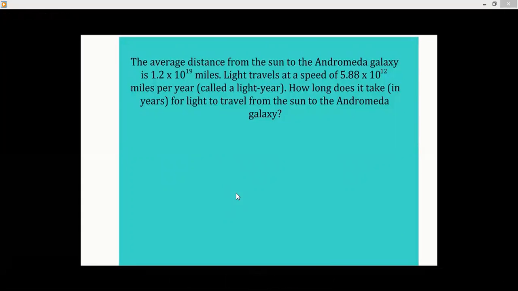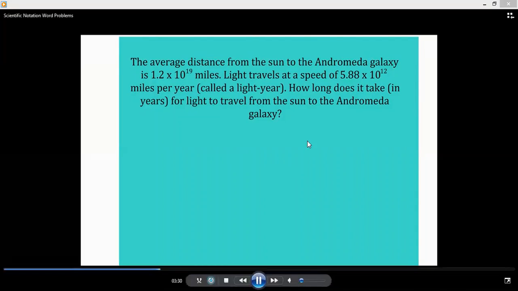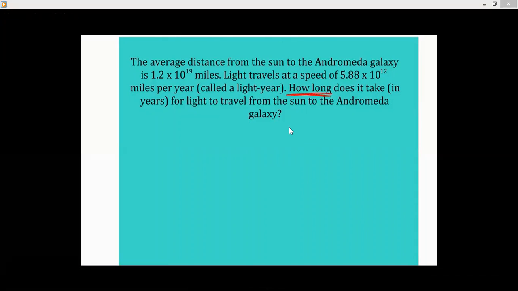Let us discuss another question like this. The average distance from the Sun to the Andromeda galaxy is 1.2 times 10 to the power of 19 miles. Light travels at a speed of 5.88 times 10 to the power of 12 miles per year, called a light year. How long, how many years, does it take for light to travel from the Sun to the Andromeda galaxy?